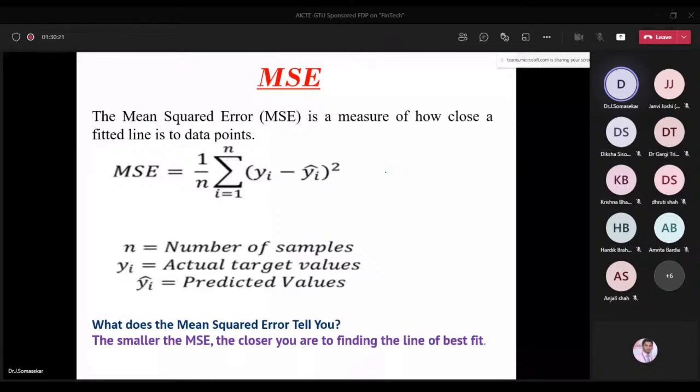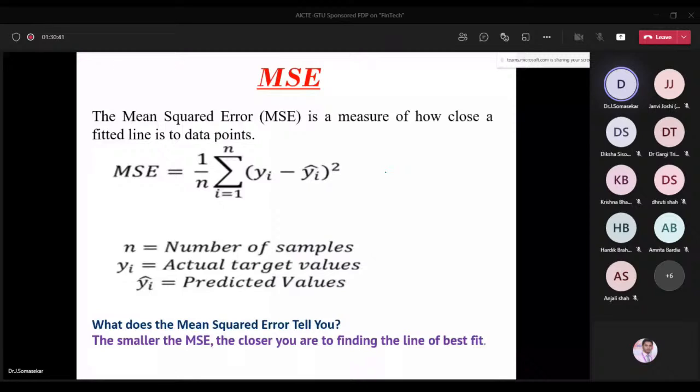Why we have to make square, I already said. Sometimes negative error, positive error, when you make sum, it becomes 0. In that case, it is difficult to identify which model is the best. That's why we have to make square and make sum. That's why we are using sum here. All the errors we have to find. That's why we have to use sum divided by n, number of observations. So this is called mean square error.